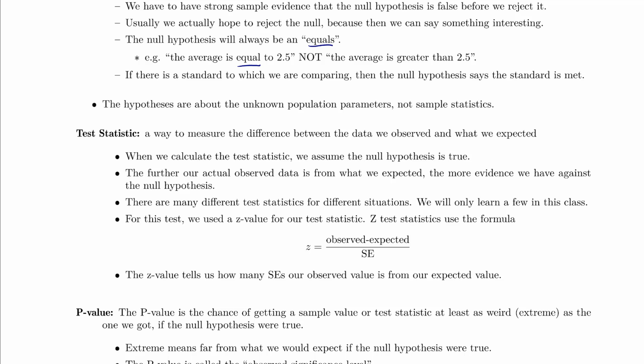For the tests we've been doing, we use a z-value for our test statistics. So z-test statistics use this formula. It's always going to be your observed minus your expected over your standard error. And your z-value literally tells you how many standard errors your observed value is from your expected value.